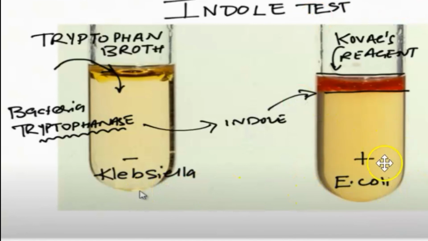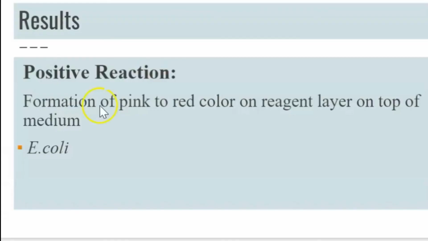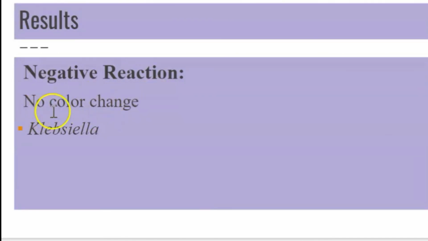Results: formation of a pink to red color in the reagent layer on top of the medium means that the reaction is positive, and the example of a positive indole test is E. coli. And if there is no change in color, then it means that the reaction is negative, and the example of a negative indole test is Klebsiella.